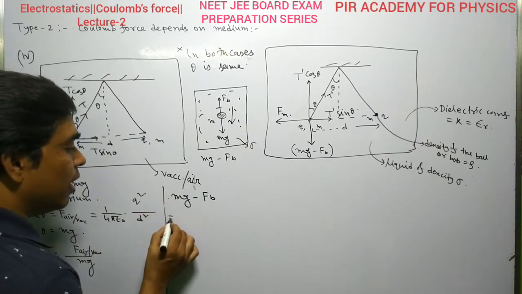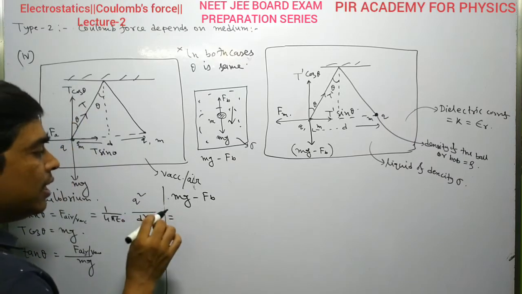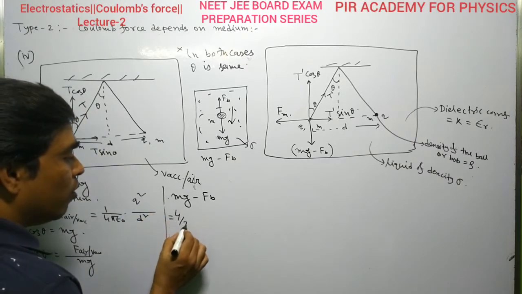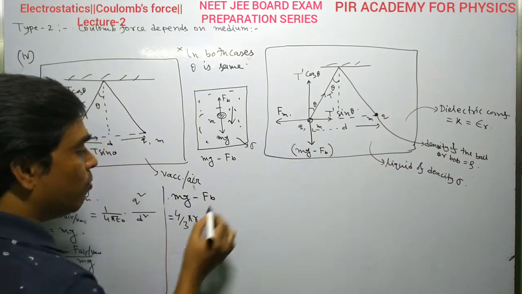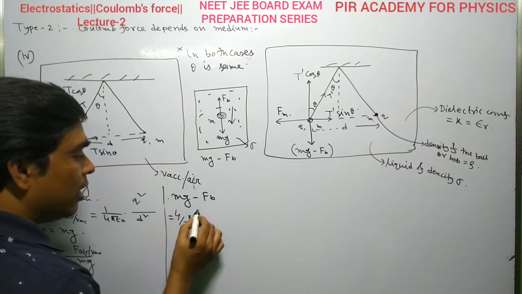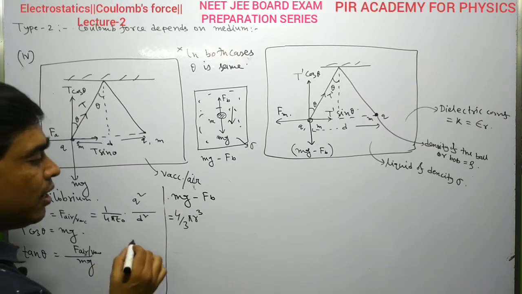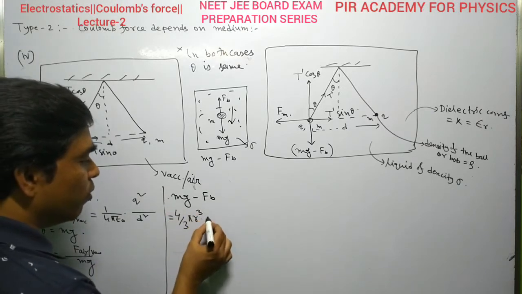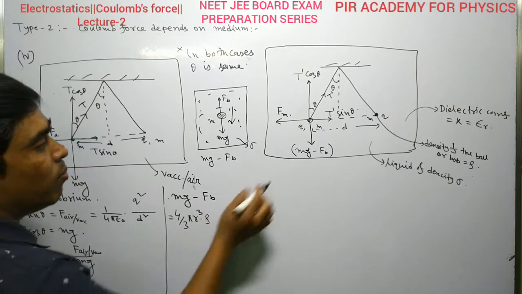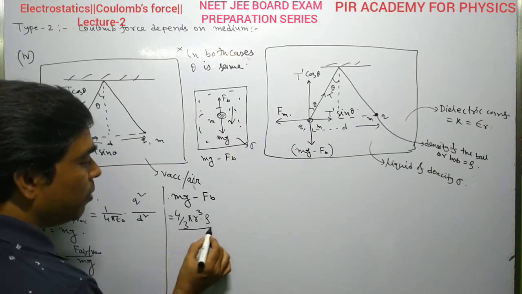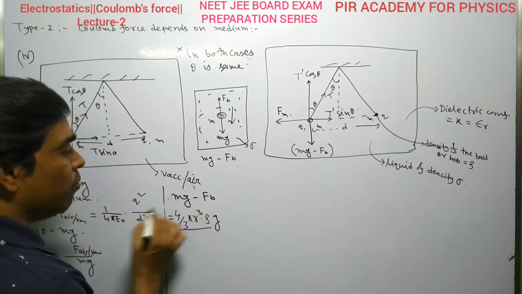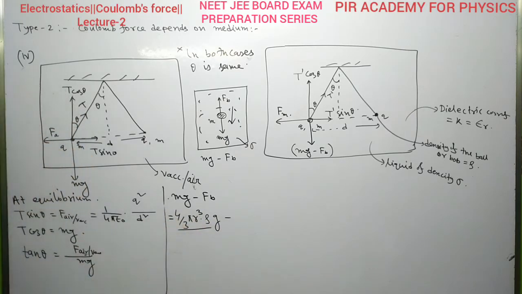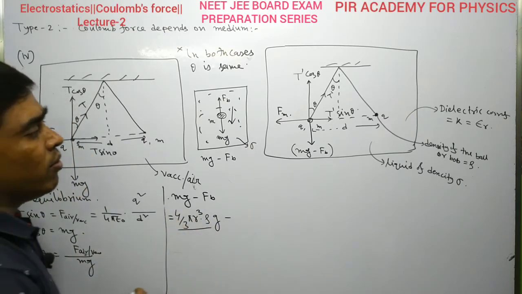Here is m. So m can be written as the volume of the bob or ball, that means 4/3 pi r cube, into rho. Rho means the density of this bob. Then it will be the mass of the bob, and into g, that means mg. Now what is the buoyancy force?